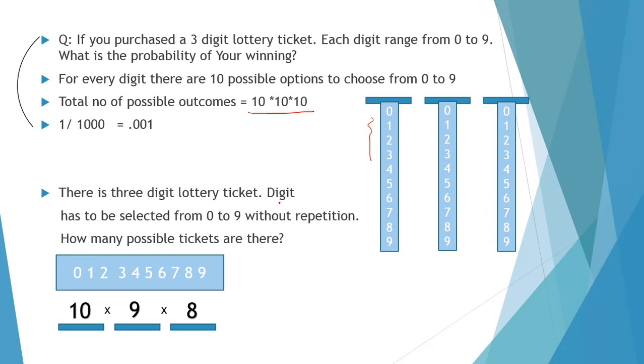Now we change the criteria for finding the total number of tickets. We have to select digits without repetition. For example, if we have selected 0, we cannot select 0 again. In the previous scenario, selection at the second stage is not dependent on the first stage and our options are not reduced. For the first place, we have 10 choices to choose from. And what we have chosen at the first place, we cannot use again at the second place. So our choices are reduced. And for the second place, we have 9 choices. And in the same way, we have 8 choices for the third place.